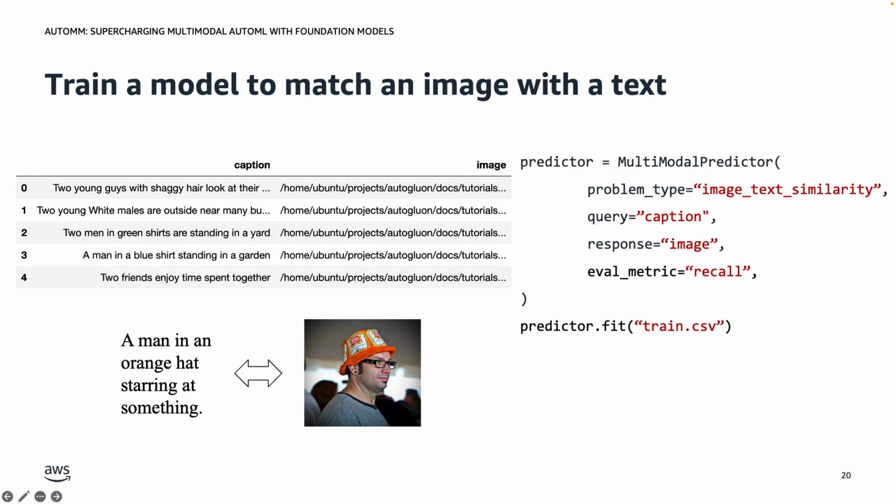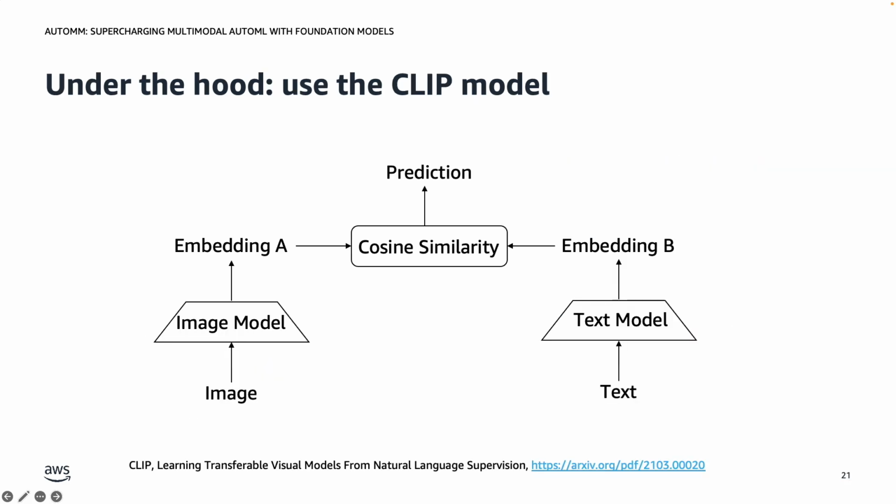Here is one example. The input data frame should have two columns. One is text, the other is image. In the example, you can see the left text, a man in an orange hat staring at something, matches the semantic meaning of the right image. To initialize the multimodal predictor, we need to use the image text similarity problem type. The query and the response are the text and the image column names.